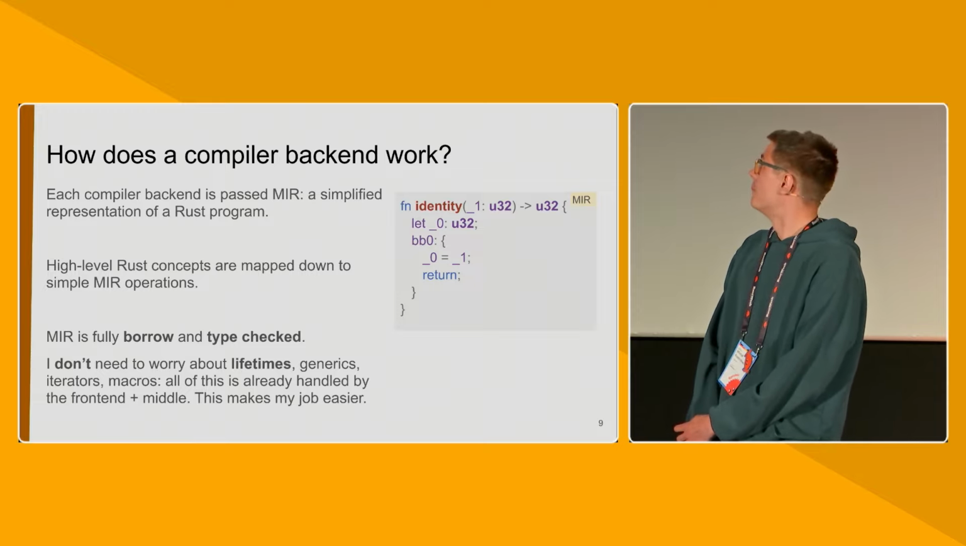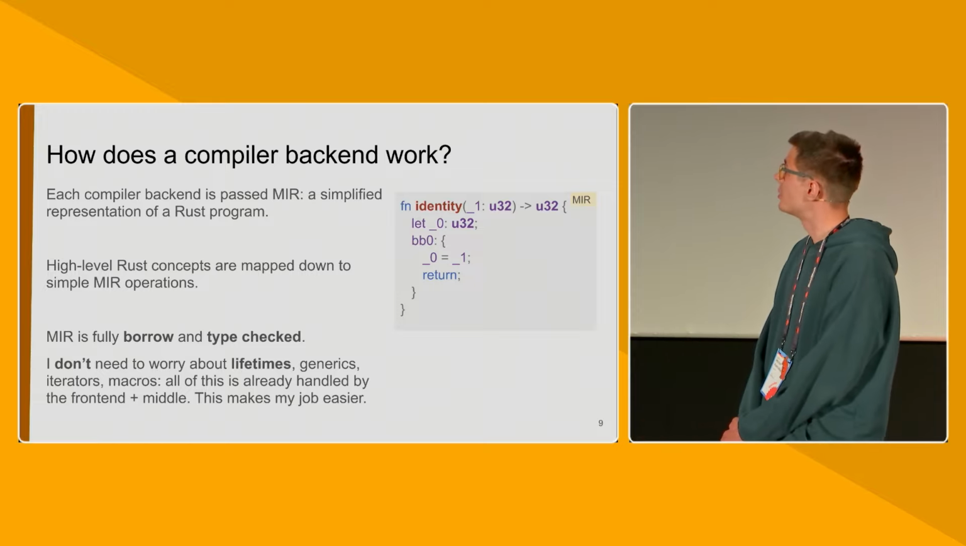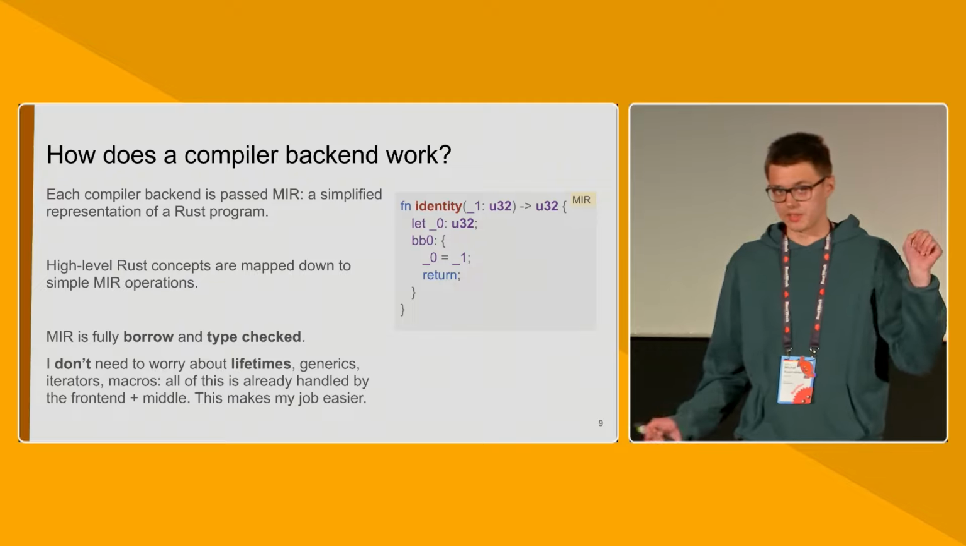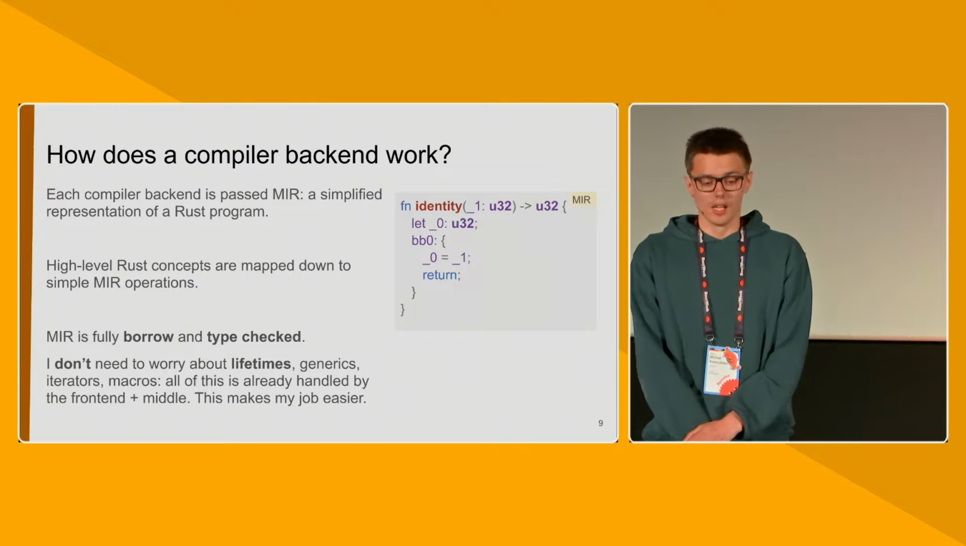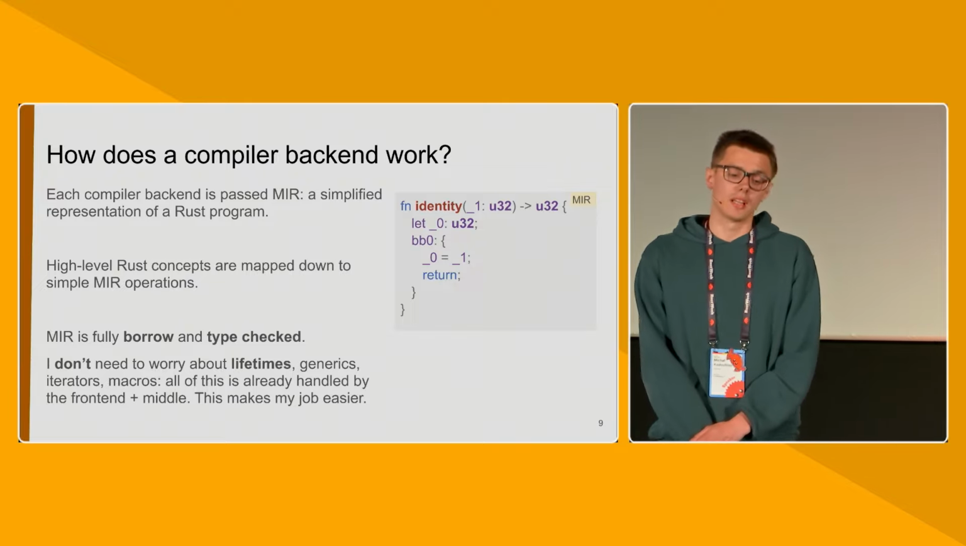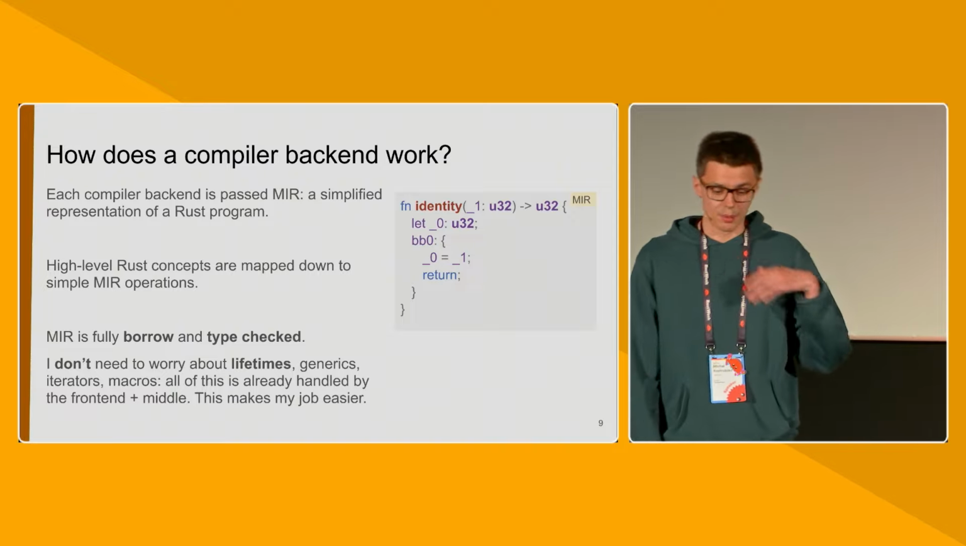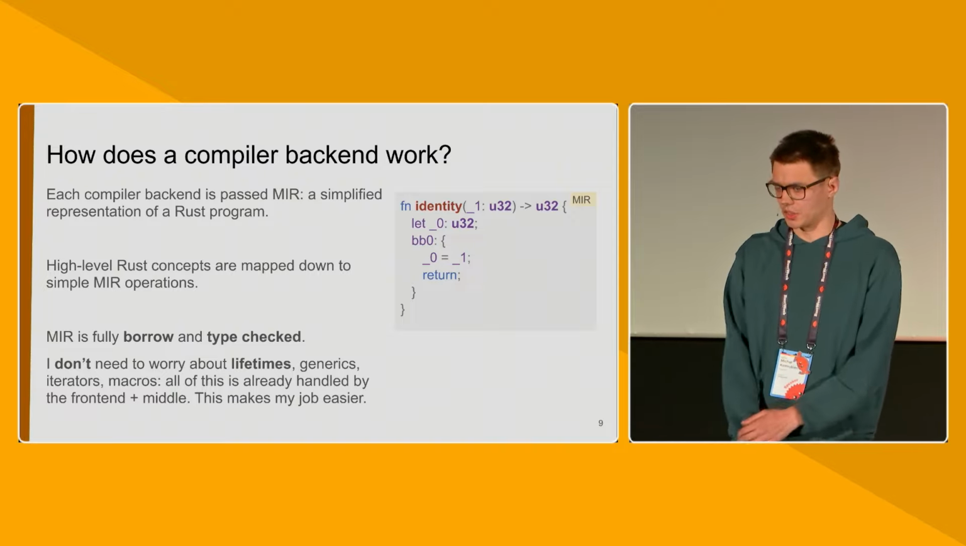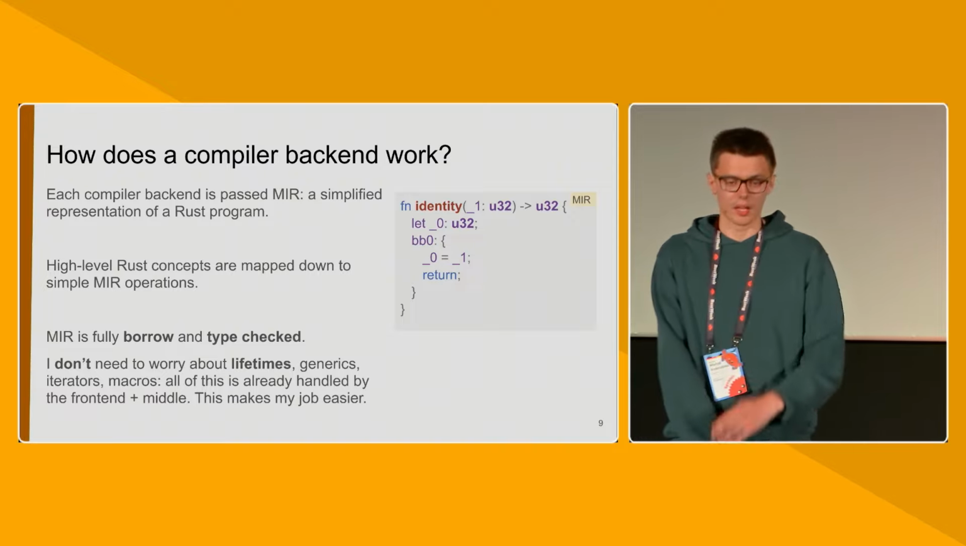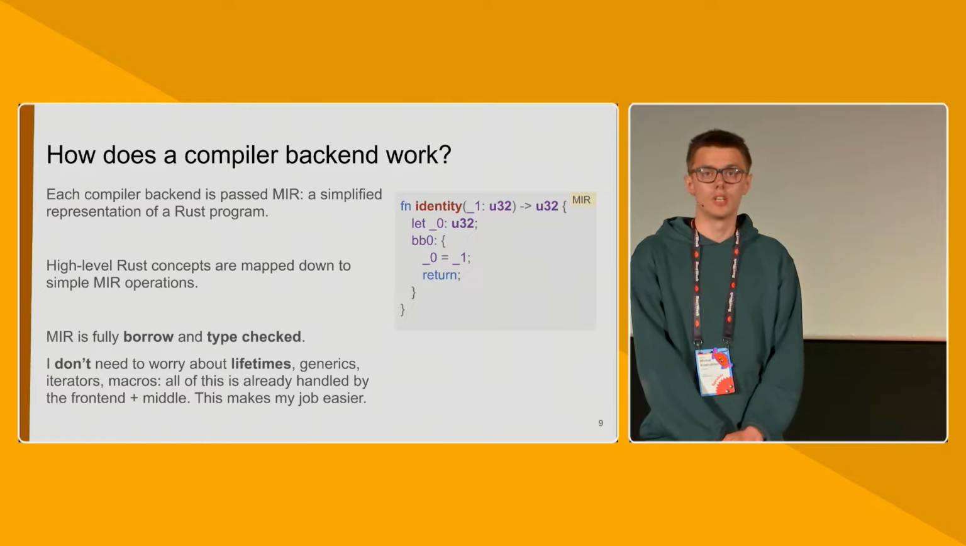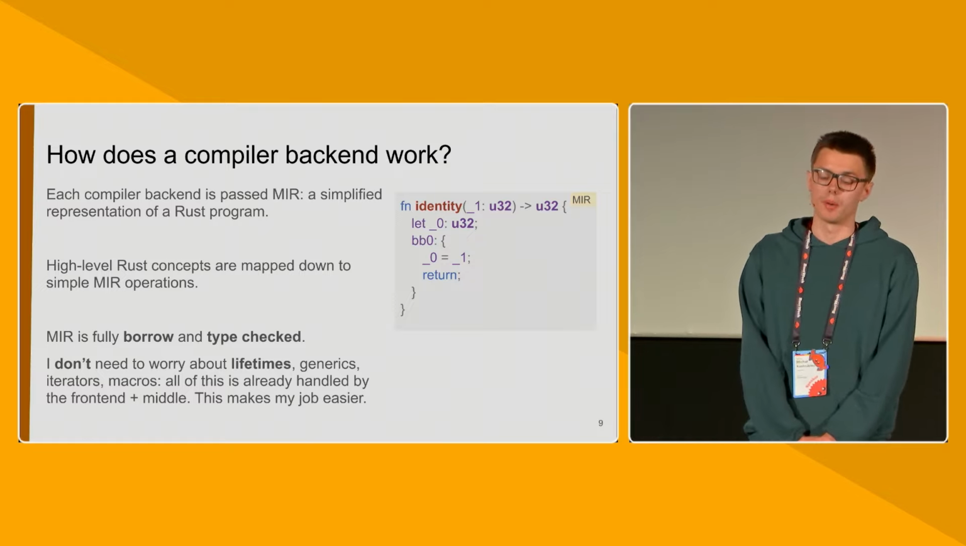And since MIR is fully borrow and type checked, I don't need to worry about things like lifetimes, generics, or how iterators are implemented. All of the things above MIR are an implementation detail to me. I don't need to worry about them at all. They are irrelevant to my project, and all I need to worry about is MIR.